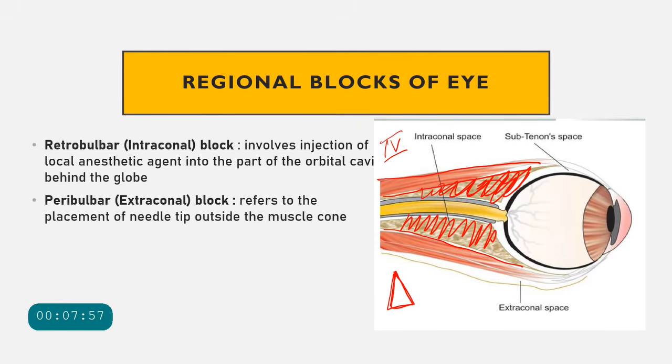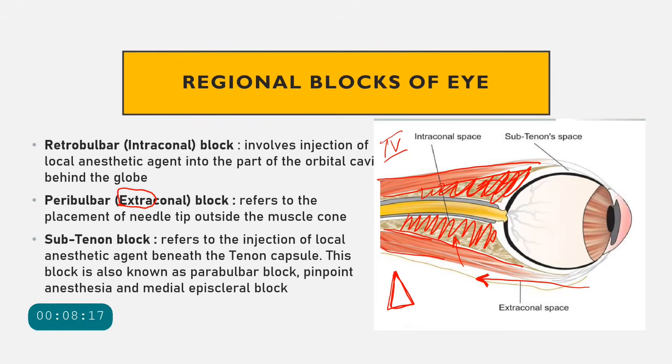intraconal block. However, when the anesthetic agent is instilled outside this conical area without piercing this cone, without piercing any of the muscles or the intramuscular septum, then that is called the extraconal block. As the name suggests, it is outside the cone, and it refers to the placement of the needle outside the muscle cone. Much safer compared to the retrobulbar.